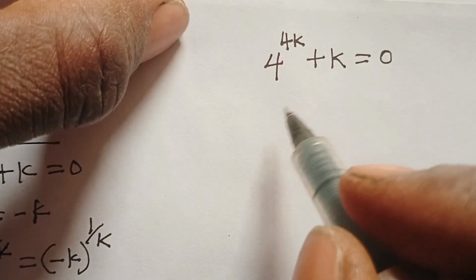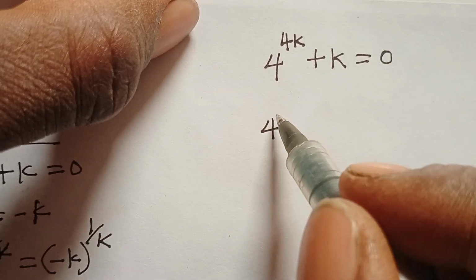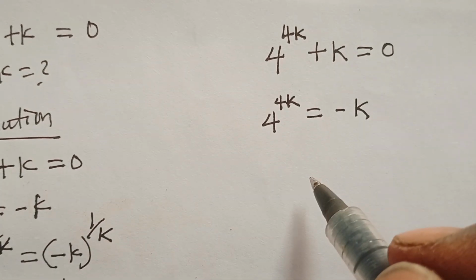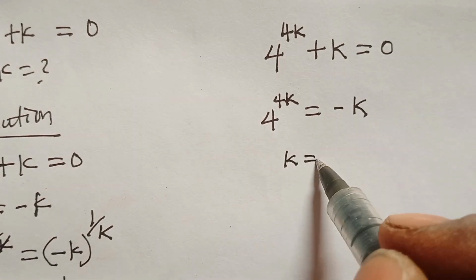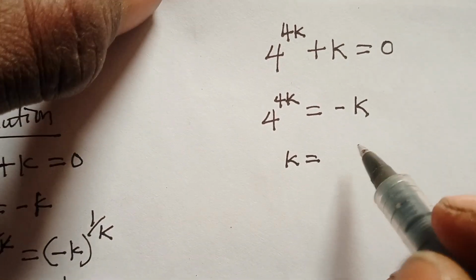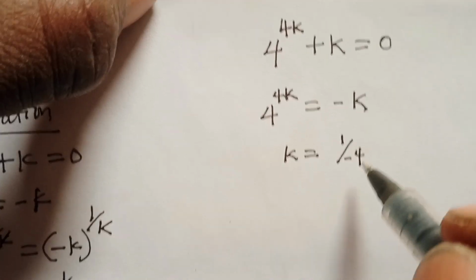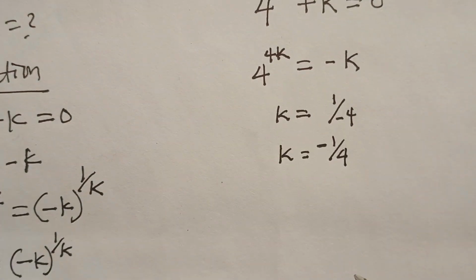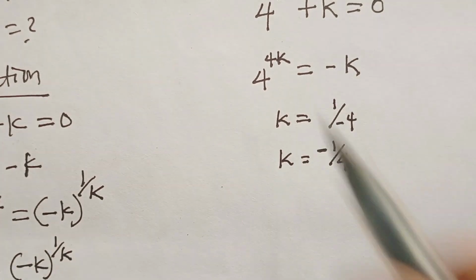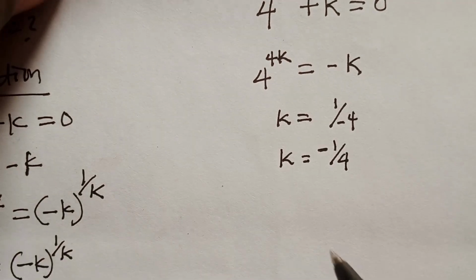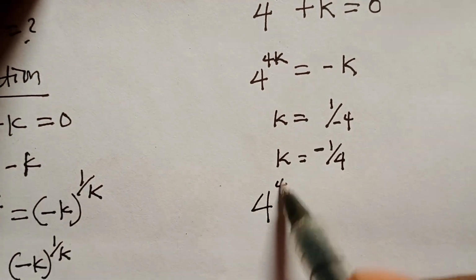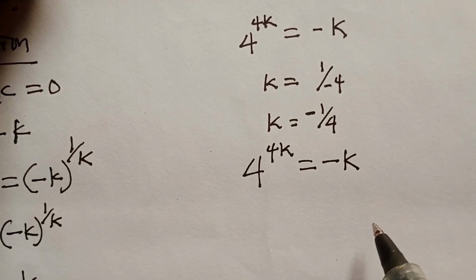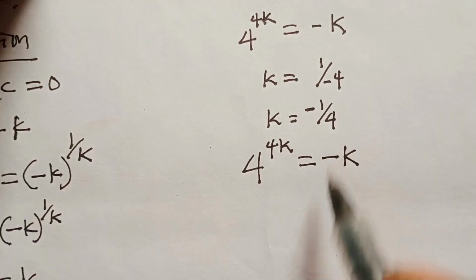So this means 4 raised to power 4k is now equal to what? Minus k. Now the value of our k from the calculation that we just did is 1 divided by minus 4. That is, k is equal to minus 1 over 4. Yes. Now let's substitute for the value of k in our equation. Our equation says 4 raised to power 4k is equal to minus k. Our k is equal to minus 1 over 4.